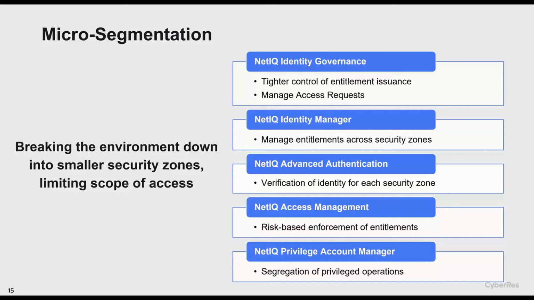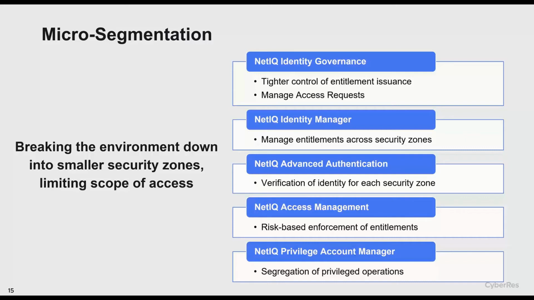Also, same thing is that using access requests to identify when people need to cross security zones and making sure that that's handled in an appropriate way and tracked and documented. Identity Manager performs, again, from a perspective of automation, managing those entitlements in each of the security zones that are defined and making sure that they're maintained and kept current.